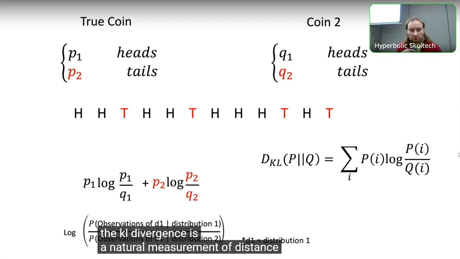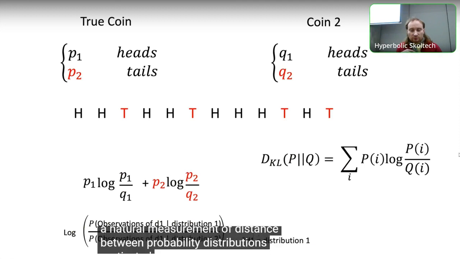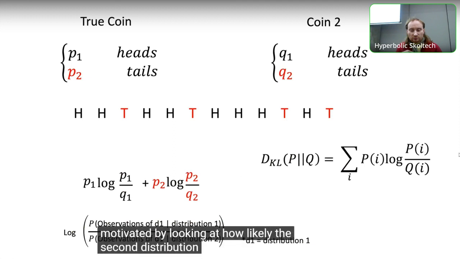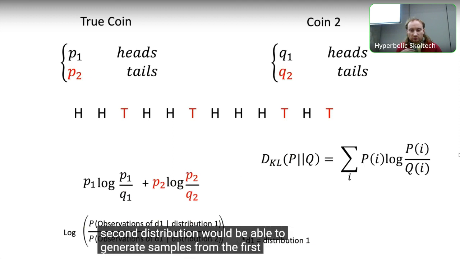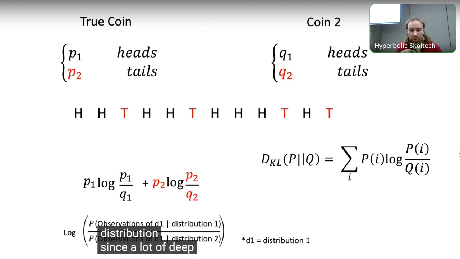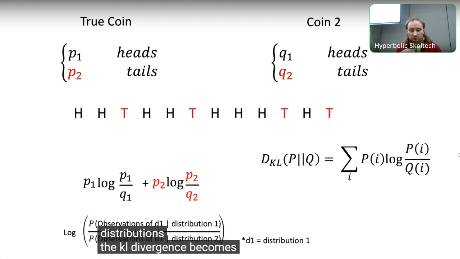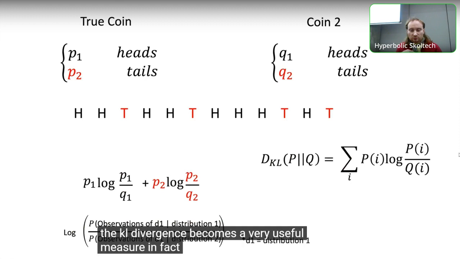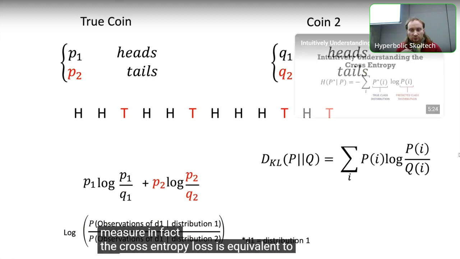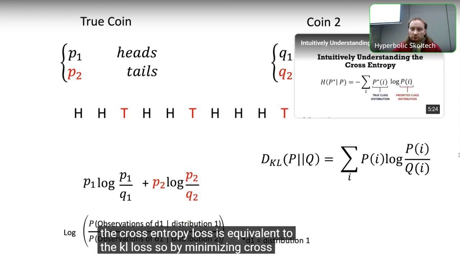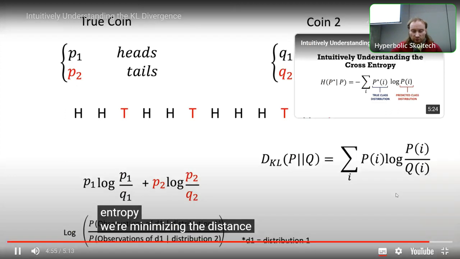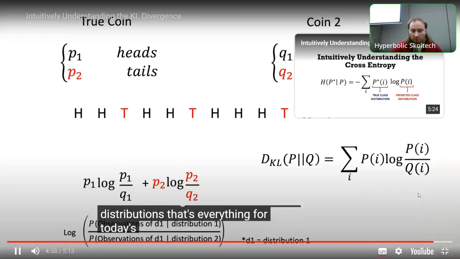This then gives us an intuition for what the KL divergence is: a natural estimate of distance between probability distributions, motivated by looking at how likely the second distribution would be to generate samples from the first distribution. Since a lot of deep learning is all about matching true underlying distributions, the KL divergence becomes a very useful measure. In fact, the cross-entropy loss is equivalent to the KL loss, so by minimizing the cross-entropy, we're minimizing the distance between distributions. That's everything for today's video.